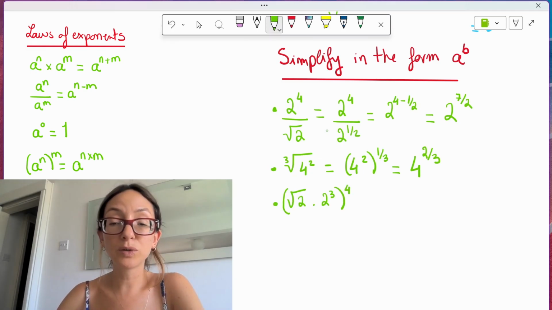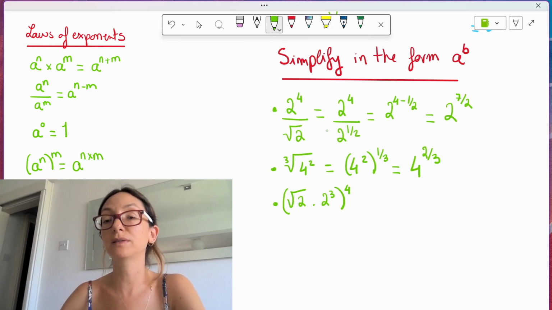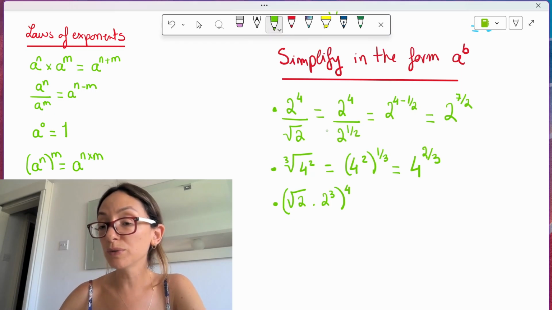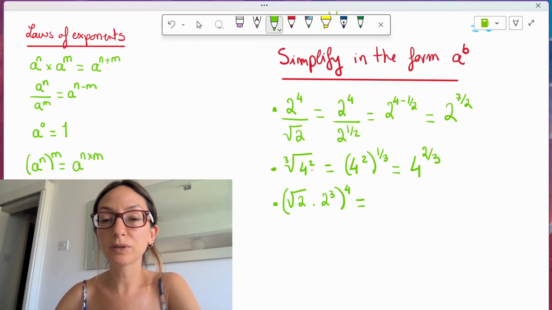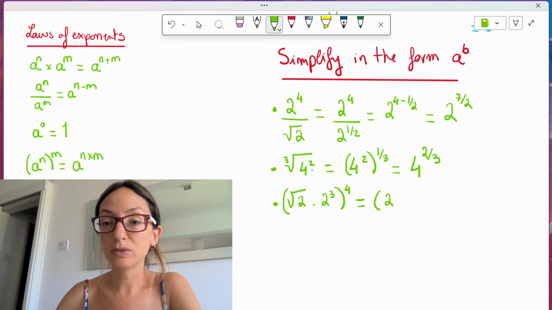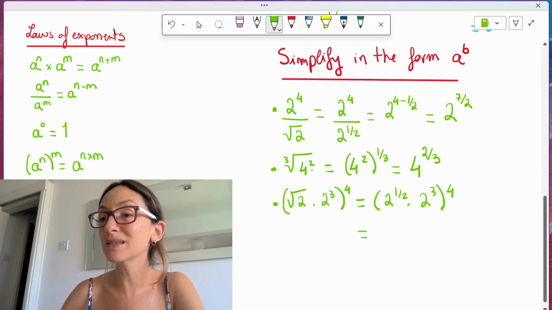And what if we had the product, square root of 2 times 2 to the power of 3, and all of that to the power of 4? Now there are two ways to do this. Either we simplify what we have inside and then deal with the power of 4 later, or we can expand the power of 4 and then simplify after. But first, let's get rid of the root and write it as a power. So that is 2 to the power of a half times 2 to the power of 3, all to the power of 4. So what I'm going to do here is expand the power of 4 because it's going to simplify the power of a half here.